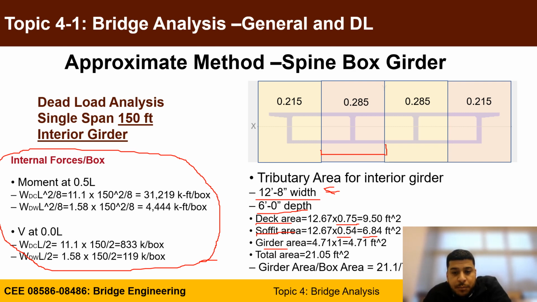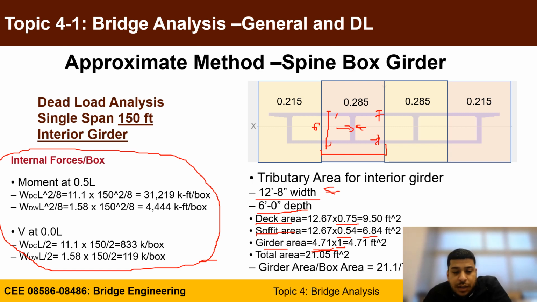The area of the web is actually, you get the 6 feet depth, you subtract the depth of the top slab and the bottom slab, which is 0.75 and 0.84. So the depth of your web is now 4.71. You multiply times 1, which is the width of the web, 1 foot. You get the area is 4.71.